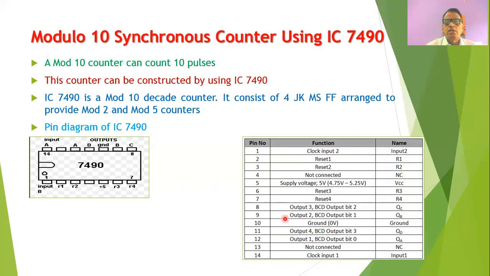Pin number 9 is the output 2, where we can obtain the output QB. Pin number 10 is the ground pin as shown in this diagram, where the ground pin is being connected to the ground terminal. Pin number 11 is the output 4, that is QD, and pin number 12 is the output 1, that is QA. And pin number 13 is not used or it is not connected, and pin number 14 is used for the clock input 1. Many times it is called as input A.